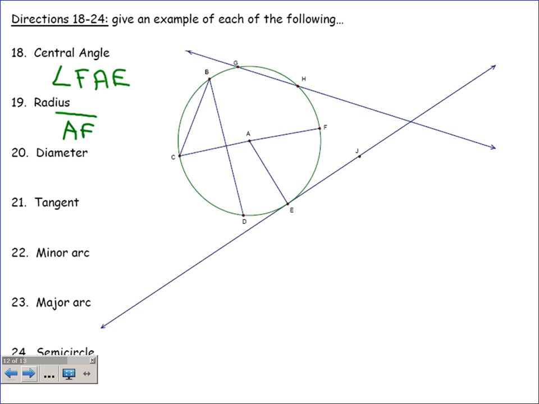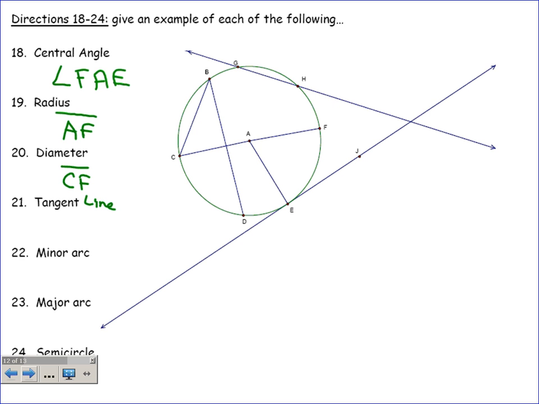Diameter, let's see, Mitchell, give me a diameter. You'll have to name it with 2 letters if it's this. Make sure you have the right markings on it too. There's an angle, there's a line segment, there's a line segment. A tangent is actually a line. I only wrote a tangent on there.